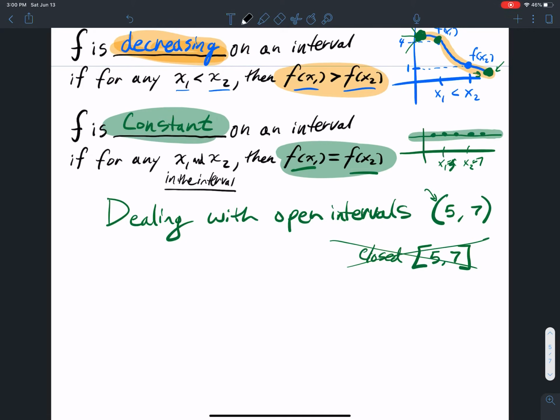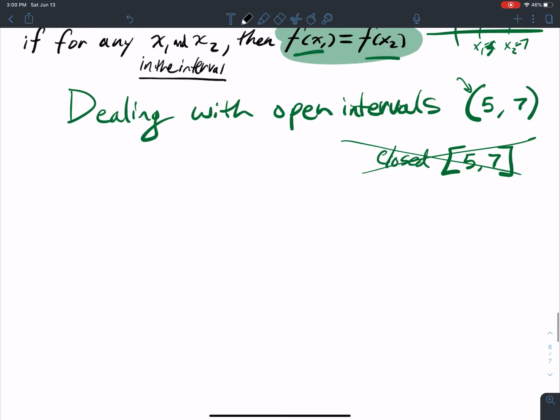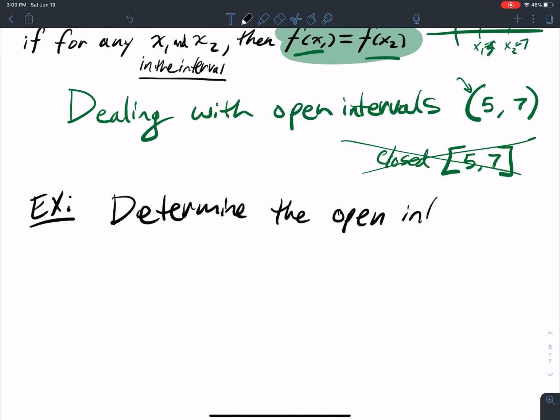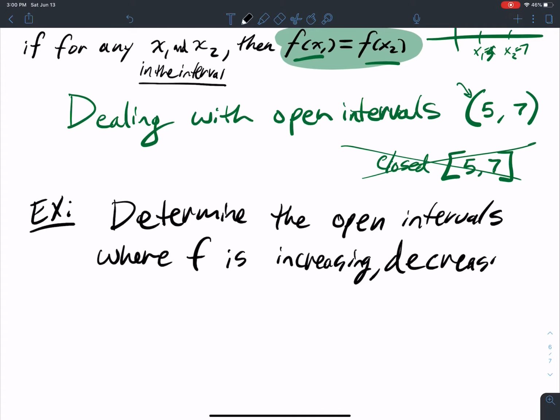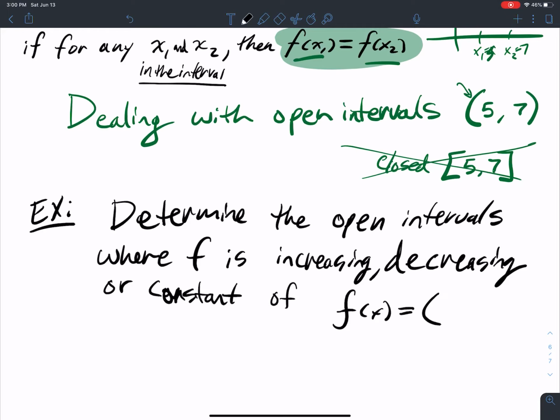So let's do an example and say that I want to determine the open intervals where f is increasing, decreasing, or constant, of f of x equals (x minus 2) squared minus 1.